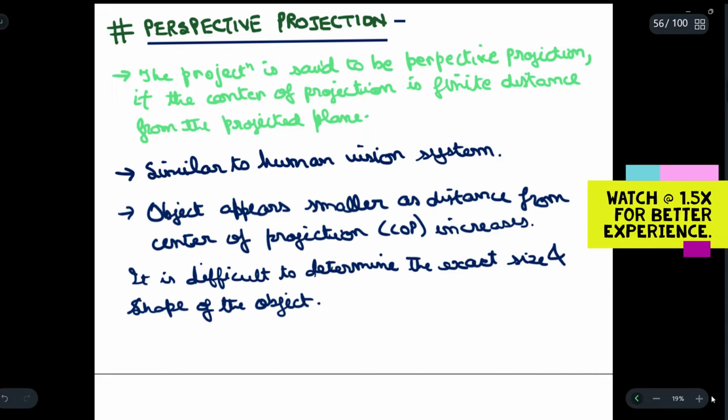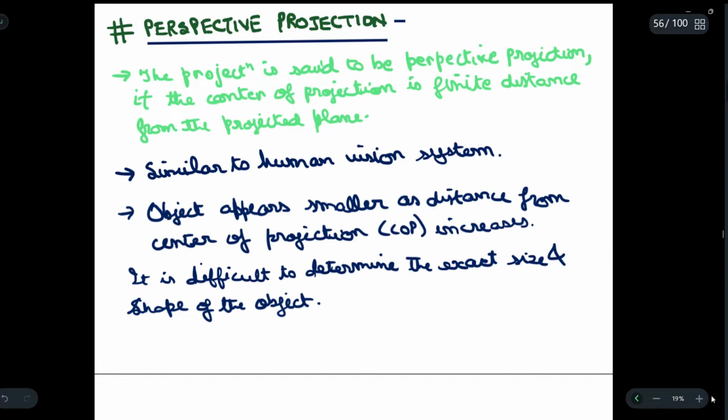Hey guys, in the previous video we understood what parallel projection is. So in this video we are going to understand what perspective projection is and what the difference is between the two.